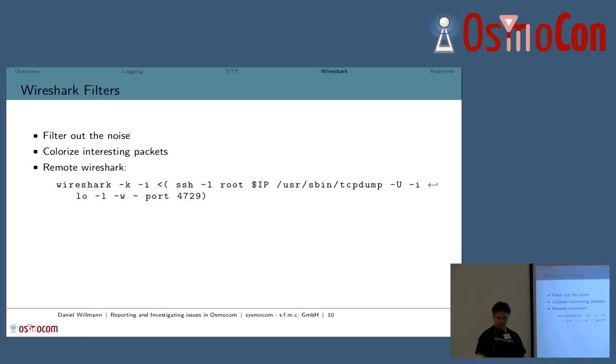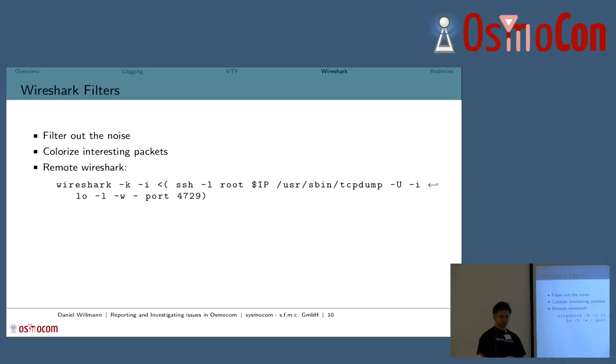With Wireshark, we'll look at it in a second, but you'll have lots of messages that probably don't interest you. So do use filters to filter out the noise and colorize interesting packets. And I'll show you how that works in a second.